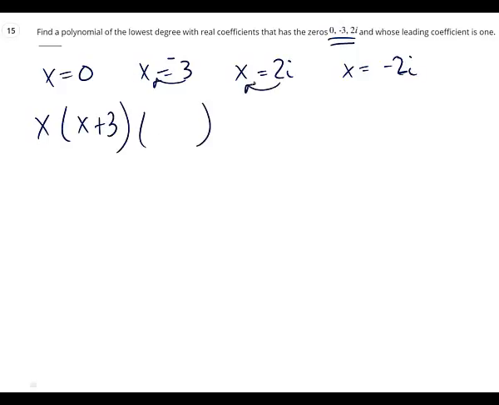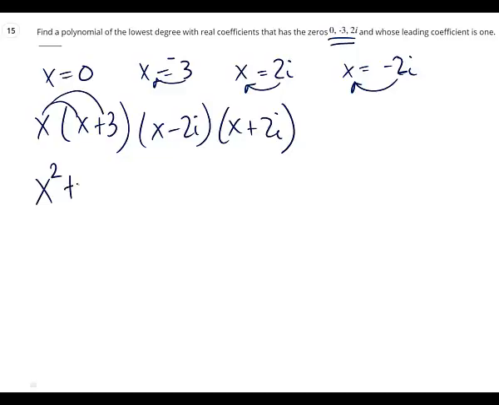How do I move the 2i over? Subtract it. How do I move this 2i over? Add it. All right, we're going to work in pairs here. This one I distribute. It only gets distributed over one set of parentheses. So we get x what? Squared plus 3x. The back, what's special about the back? Conjugates. So what do I multiply together?